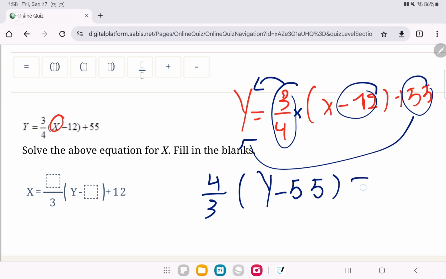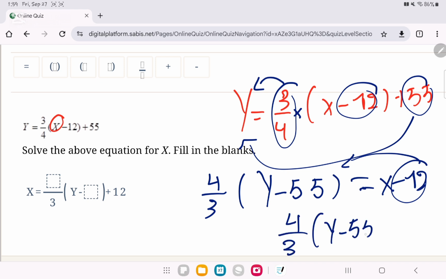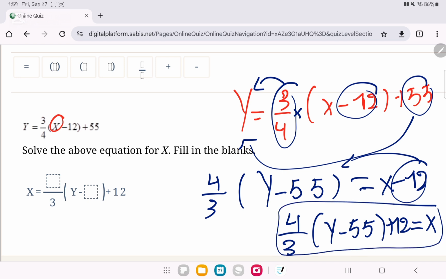4 over 3 times y minus 55 is equal to x minus 12. So what do we do? We're going to move minus 12 to the other side, and it becomes 4 over 3 times y minus 55 plus 12 is equal to x. So this is our answer now.